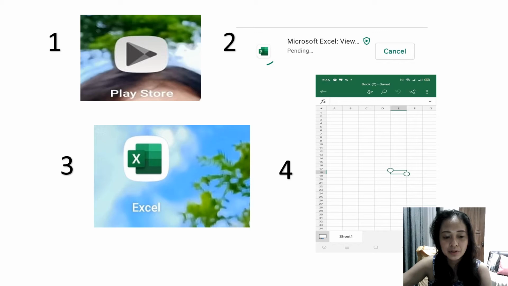Okay, this is how it goes. So first step, you go to the Play Store. I know that most of you already have Android phones, so you are familiar with the Play Store. So you go to the Play Store, then on the search bar, you type in Microsoft Excel.